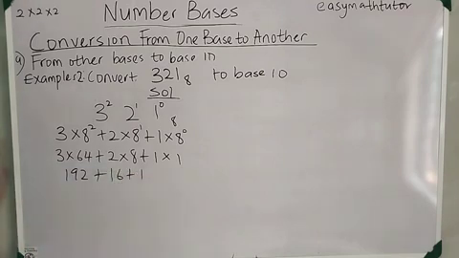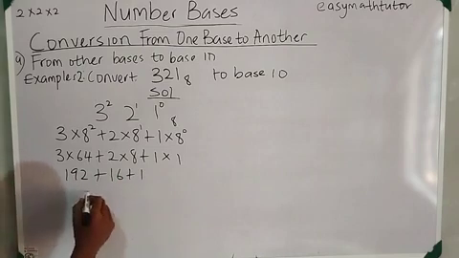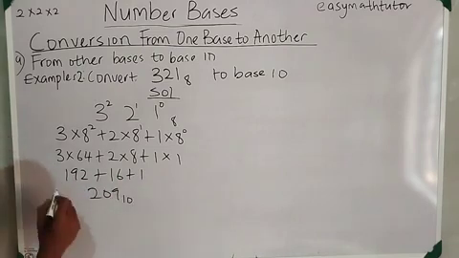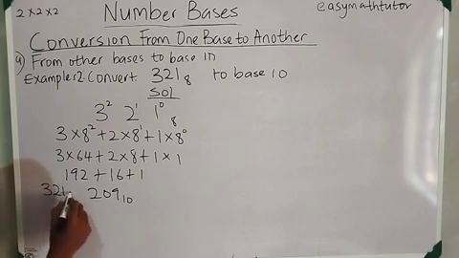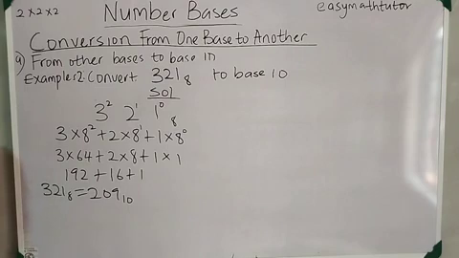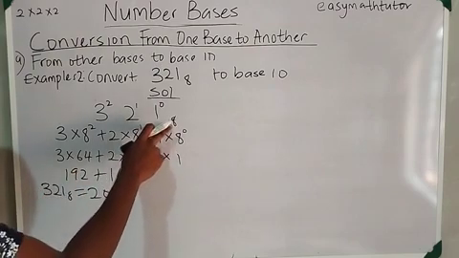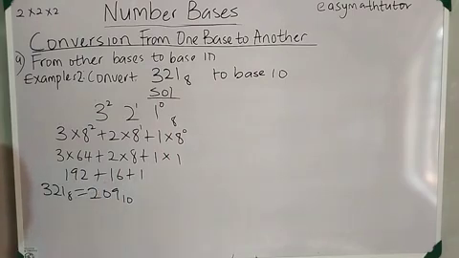So when we add up all these numbers, we are going to have a total of 209 in base 10. So it means that 321 in base 8 is equivalent to 209 in base 10. The process of conversion remains the same. The only thing that you have to take note of is that you must multiply by the base.